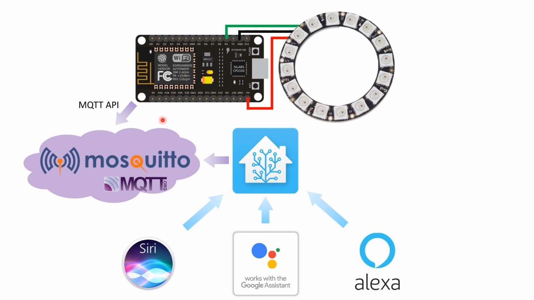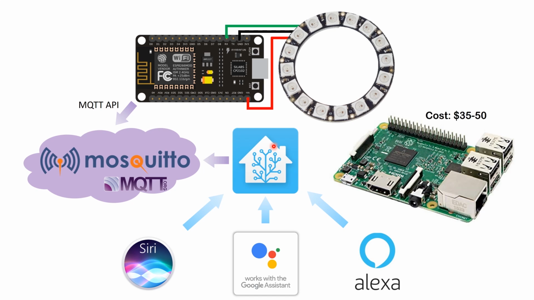And what one can do is have this ESP8266 connect to a Mosquitto broker, or MQTT broker, using the MQTT API, and then Home Assistant can interact with this device using different topics. And then this particular light can be exposed to Home Assistant, and Home Assistant can expose that to Google Assistant, Alexa, and Siri, and you can then control the lights, turn them on and off, change the color, start an animation, stuff like that.